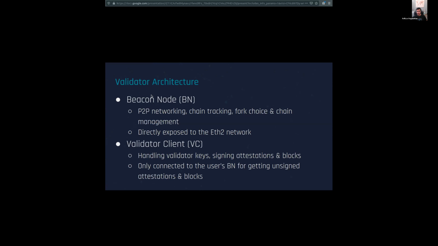So just like Geth today, you don't have to be a miner to run Geth. Just like that, you don't have to be a staker to run the beacon node. You can just run it in order to get information about the beacon chain. So that's the beacon node.